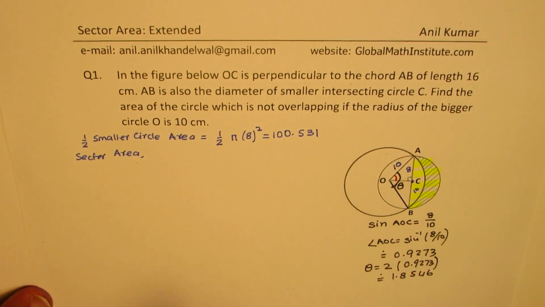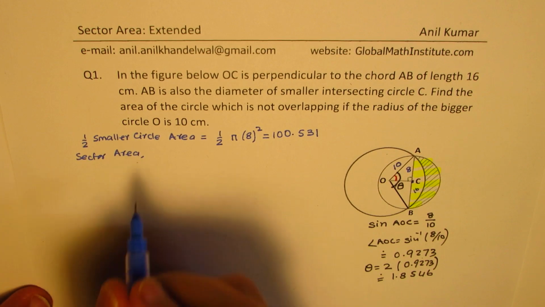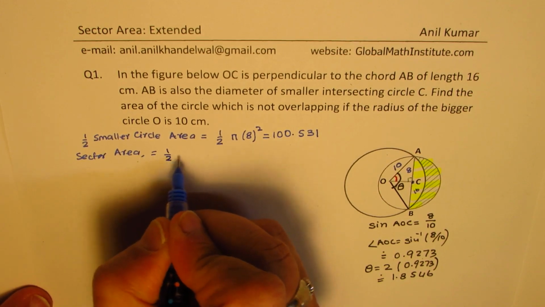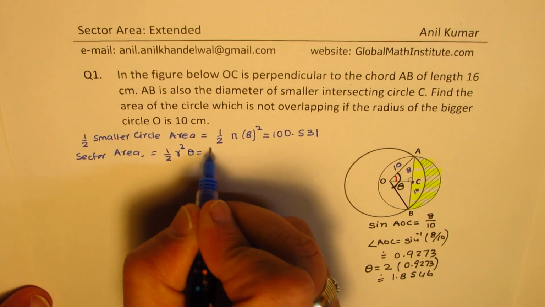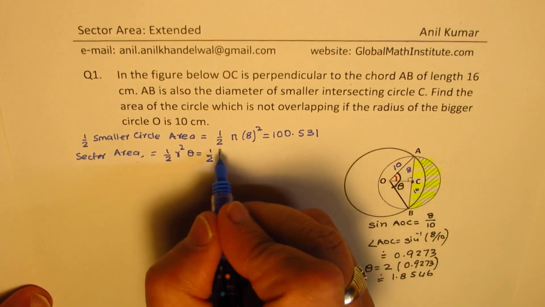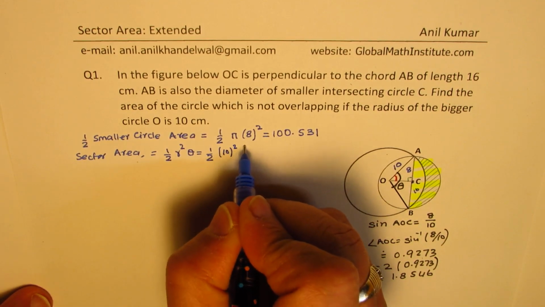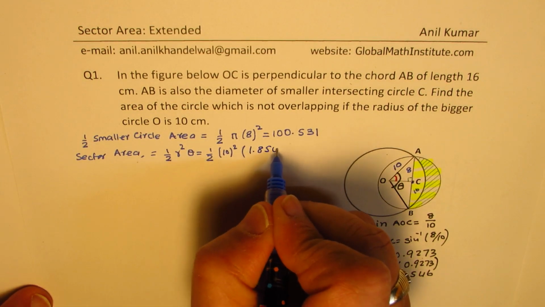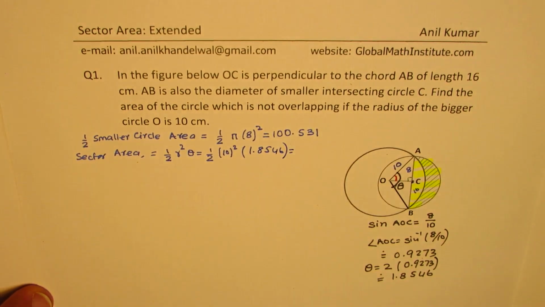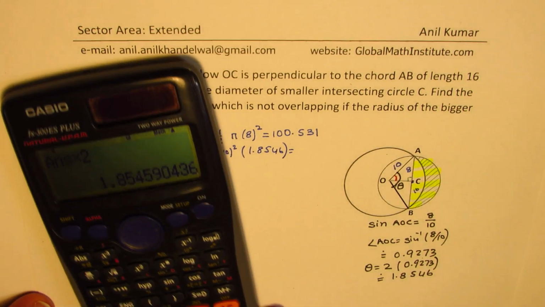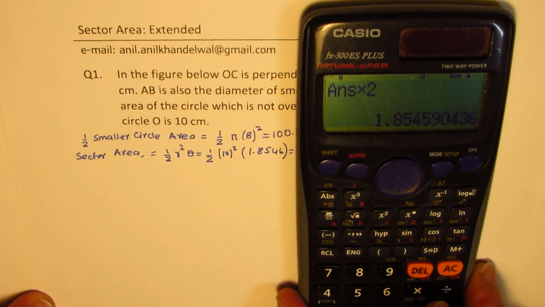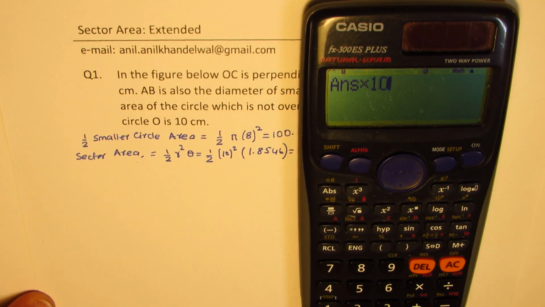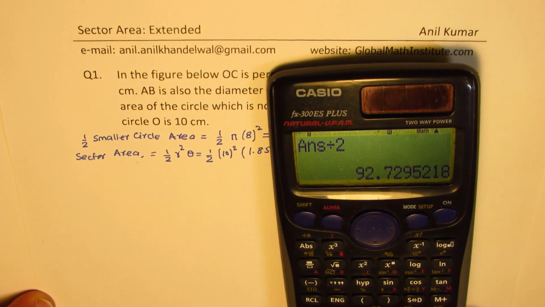So we'll say sector area is equal to half r square theta. So which is half, radius is 10 and theta is 1.8546. Okay, let's multiply. It's good to keep the values on the calculator for easier calculations. Times 100 for 10 square, divide by 2, and what we get here is 92.73.